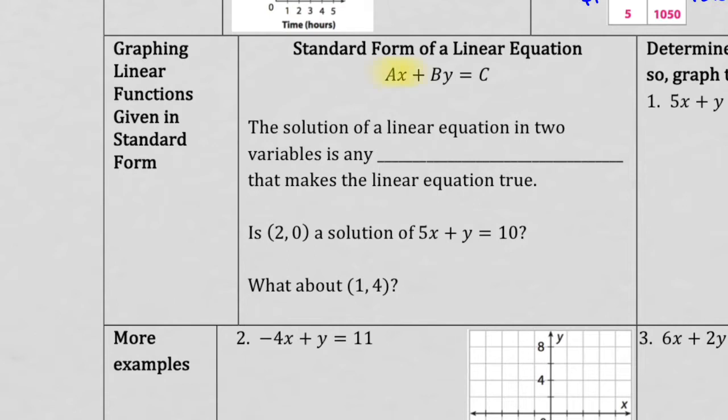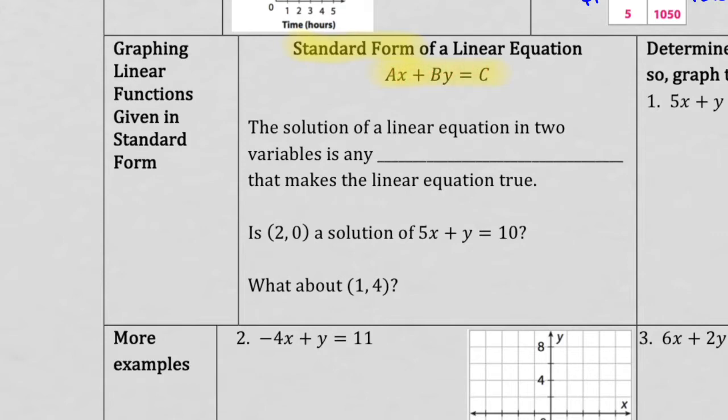I want you guys to highlight that. And also highlight the word standard form. Standard form of a linear equation: ax plus by equals c. This is what's considered the standard for any linear function. They should look like this to be considered standard.